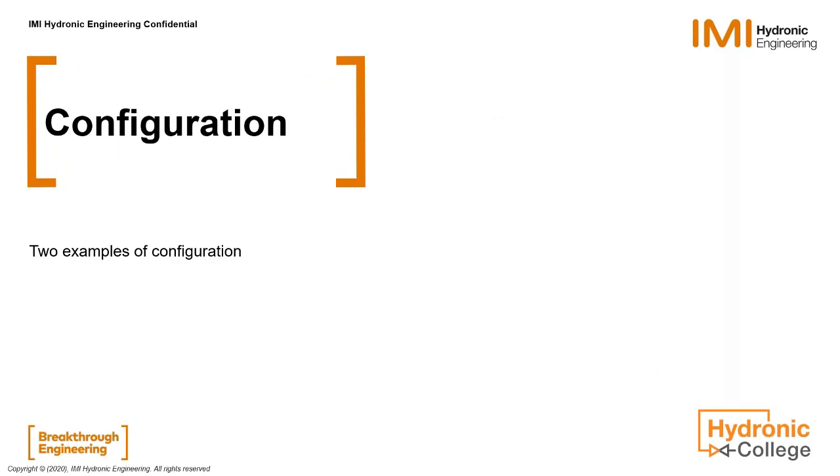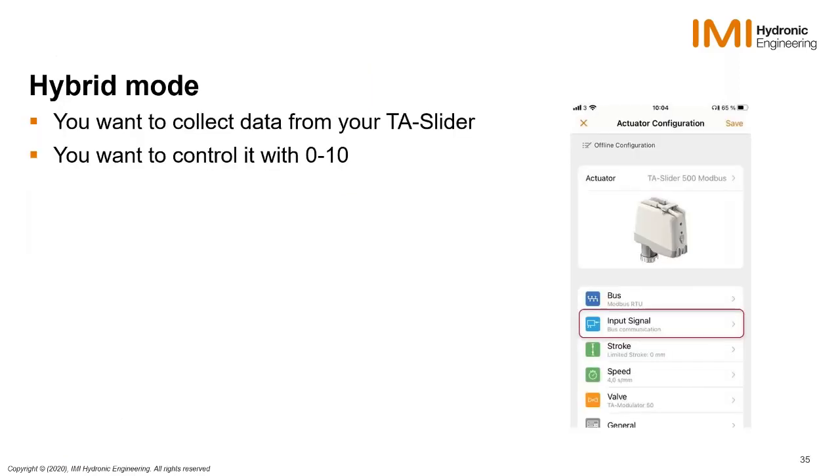So now I'll show two examples of configurations that you can make with a TA-Slider. The first one is something called a hybrid mode. This is, I would say, quite common. It's when you want to control your slider with 0 to 10, and you still want to collect data. So you want the data back from your network, and this you collect with Modbus. So this is called hybrid mode. You work both with an analog signal and with a digital Modbus protocol.